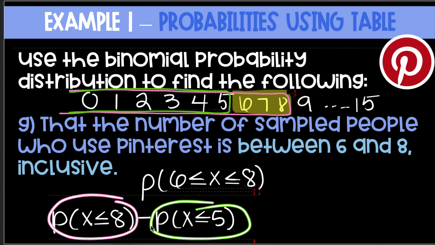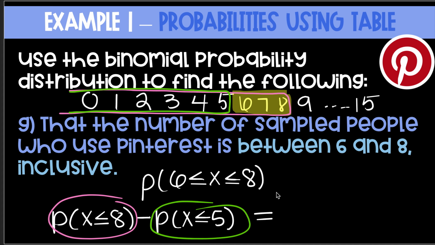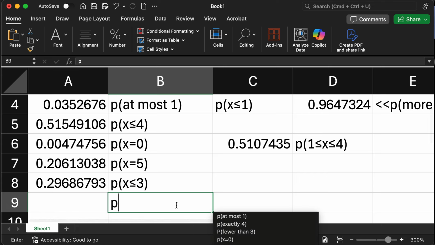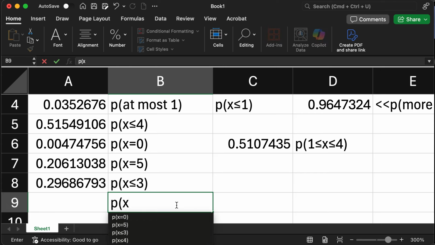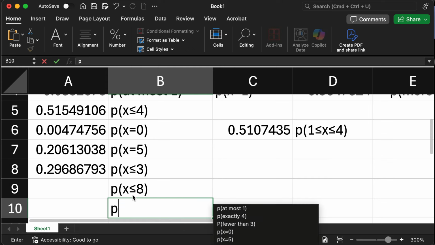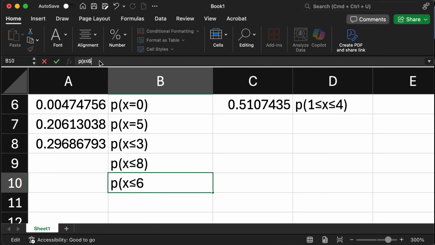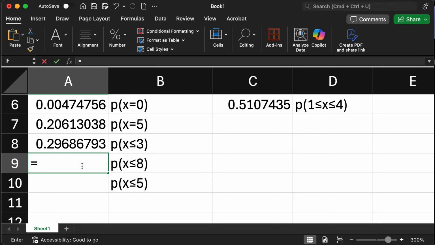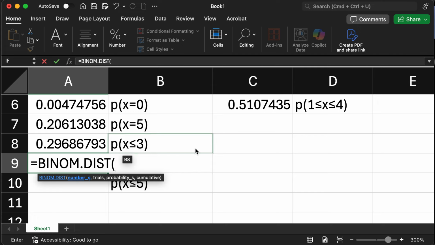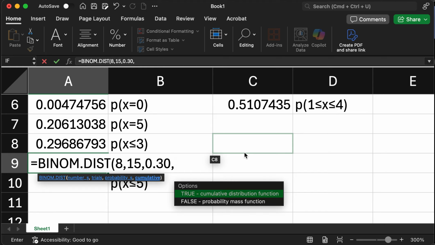Let me move this. I need a little bit more space. I need to use the command twice. I first need to find the probability of X is at most 8, or X is less than or equal to 8. And also the probability of X is at most 6. Oh, wait, at most 5. I have to go one before, don't forget that. Binomial distribution, the number that I'm looking for, 8. Number of trials, 15. Probability of success, 30. Cumulative, yes.